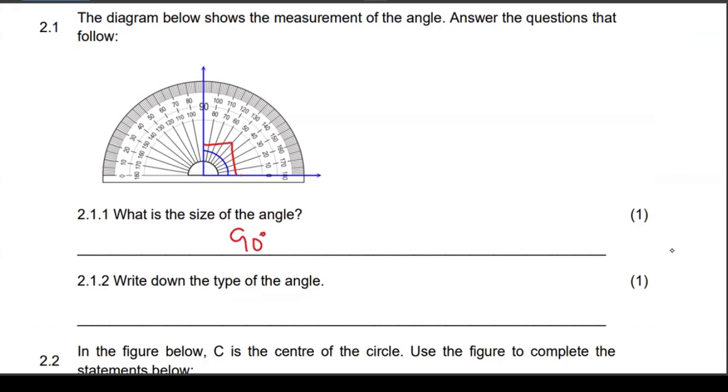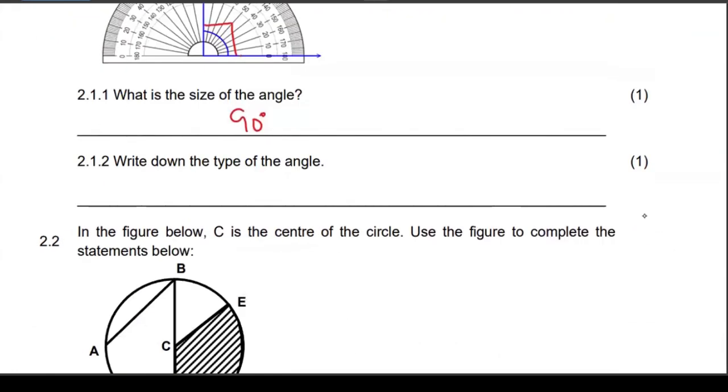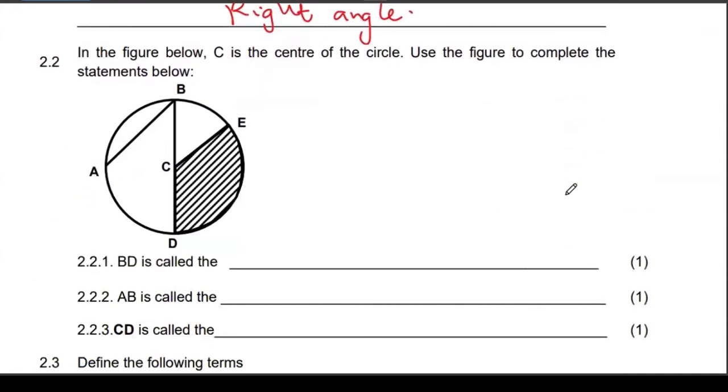So what type of angle is this? 90 degrees is known as a right angle. A right angle. Then 2.2, in the figure below, C is the center. Use the figure to complete the statements below.